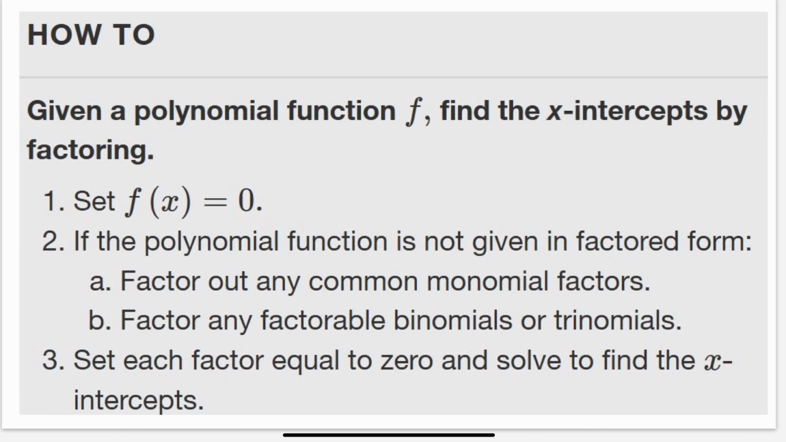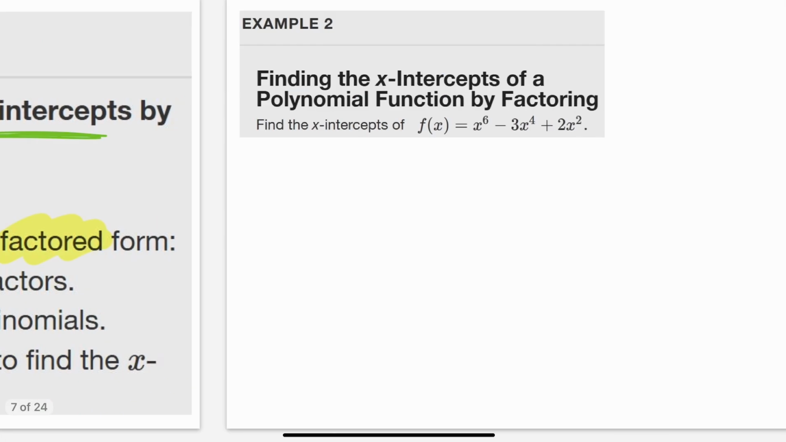So, given a function, how do you find the x-intercepts? Well, the x-intercepts are where y equals 0. So, if it's not given in factored form, you want to factor it. And then you want to set each factor to 0 because you're using the zero factor property. And that's all. Let's do an example.